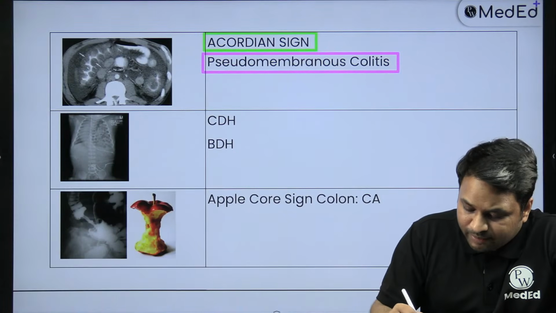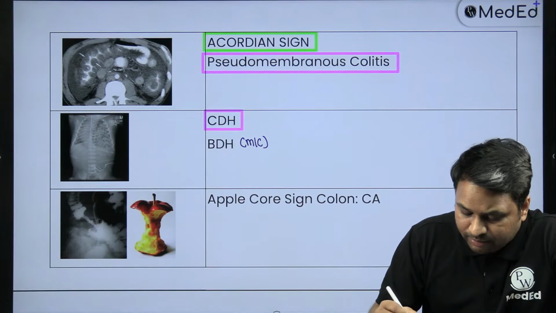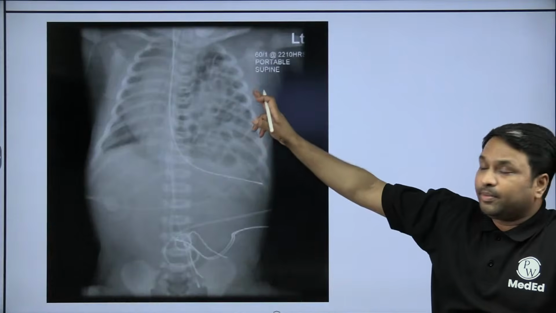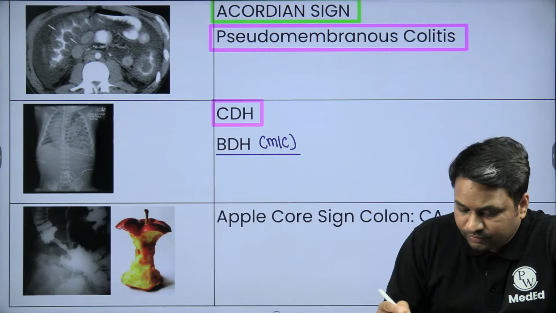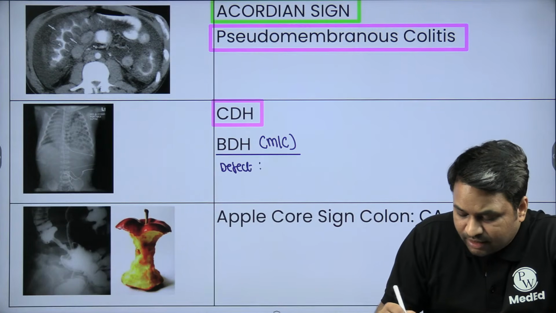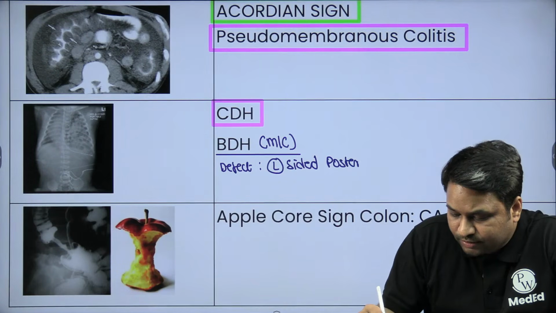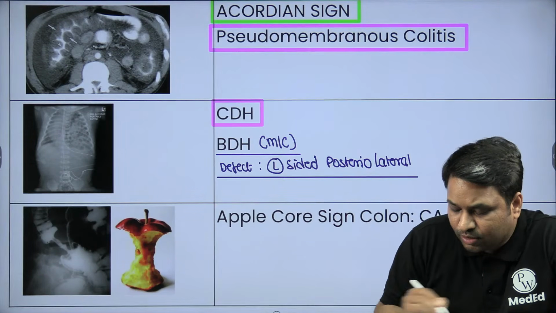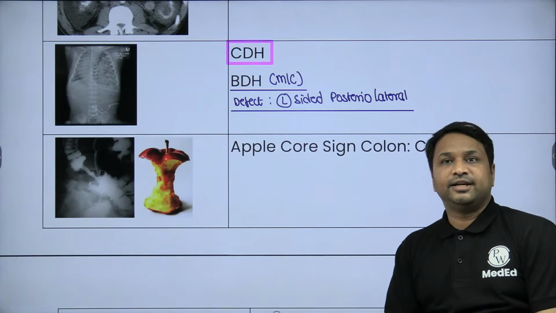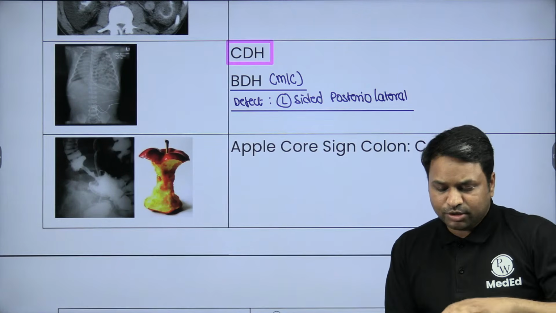Now, in the congenital diaphragmatic hernia, CDH, the most common congenital diaphragmatic hernia is going to be the Bochdalek hernia. In the Bochdalek hernia, you can see there are bowel loops in the left hemithorax, right? If they ask you where the defect is going to be, it is the left-sided posterolateral defect.